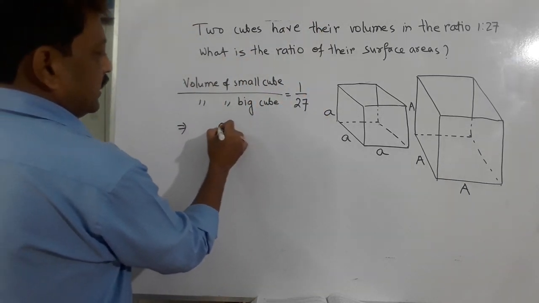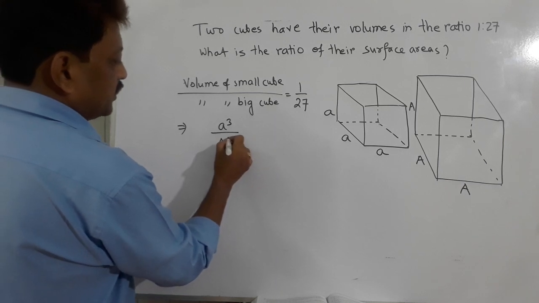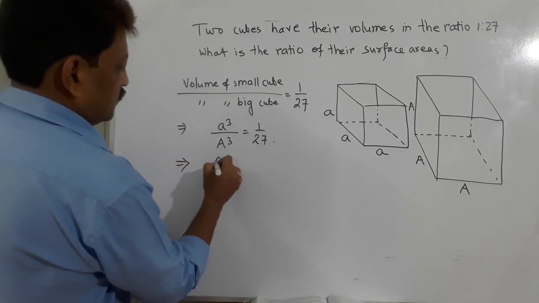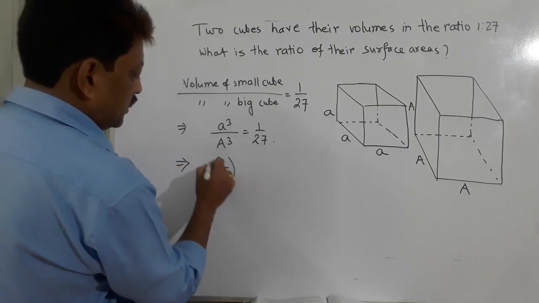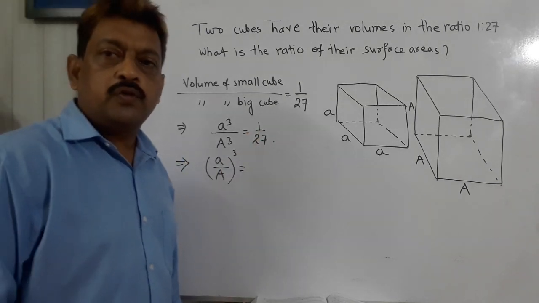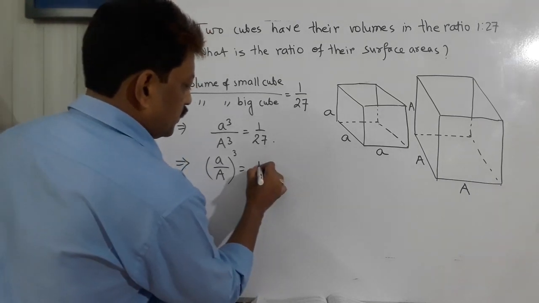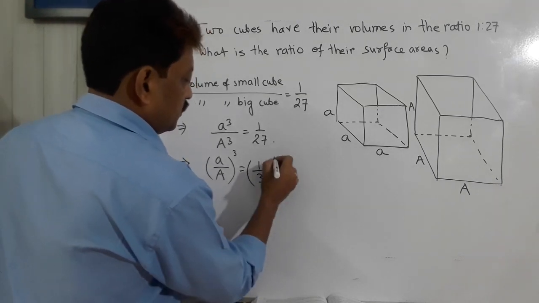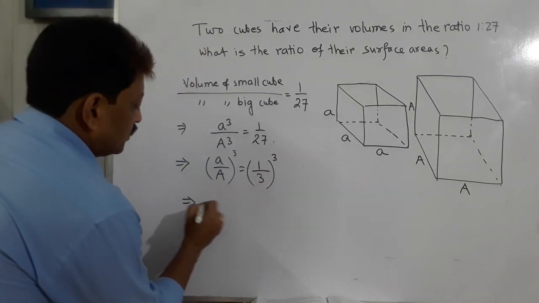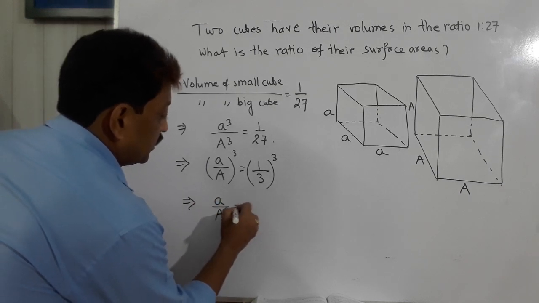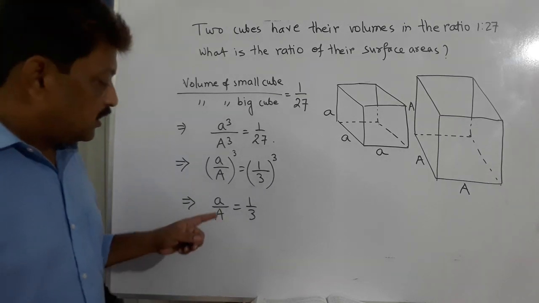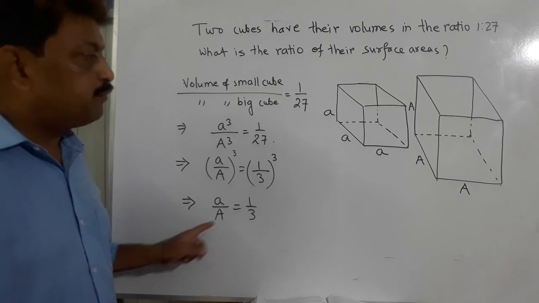Now volume of small cube is a cube, volume of big cube is capital A cube, and that is equal to 1/27. So it can be written as small a upon capital A whole cube is 1/27, and 1/27 can be written in the form of 1/3 whole cube. Now if we compare both LHS and RHS, we get small a upon capital A is 1/3. So we have got the relation between the side of the small cube and the side of the big cube.